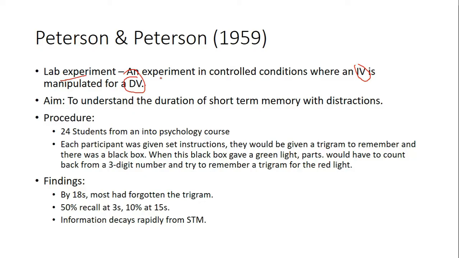So they both have to be measured, but in a lab experiment it's about controlling all of the conditions so that an independent variable can be manipulated to measure a dependent variable. You'll understand it when I go through it more for Peterson and Peterson. So the aim was to understand the duration of short-term memory with distractions.